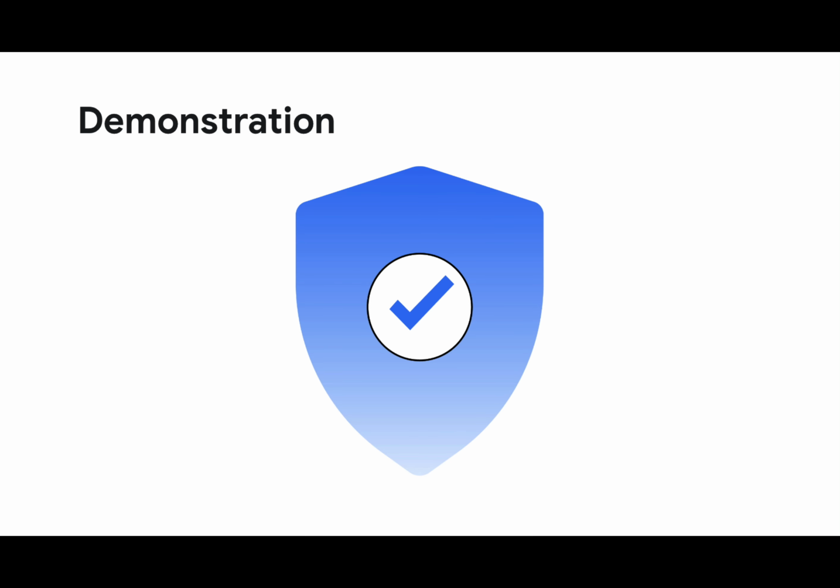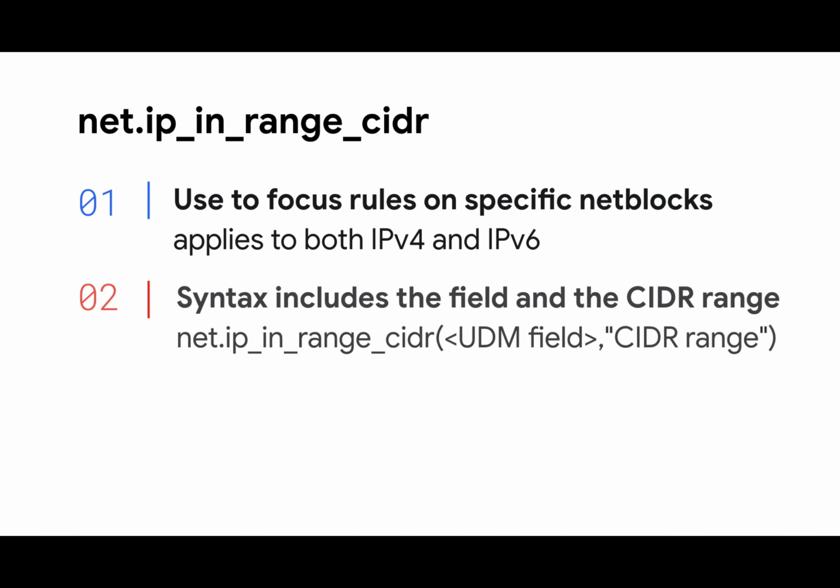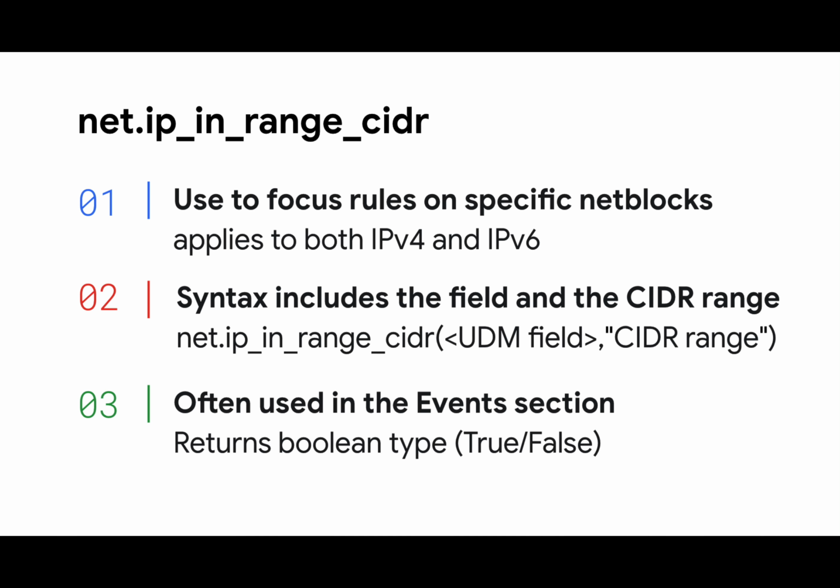While we've just used a small network for our example, think about how this could be applied to a much wider swath of IP address space within a larger organization. Our example just covered IPv4, but don't forget the same concepts can apply to IPv6 and allow us to focus our rules on specific net blocks. The syntax is very straightforward, but we need both a field to evaluate as well as the CIDR range. Our output will be Boolean, so we don't have an equal sign on the other side of the function, and this function is most often used within the events section of a YARA-L rule.